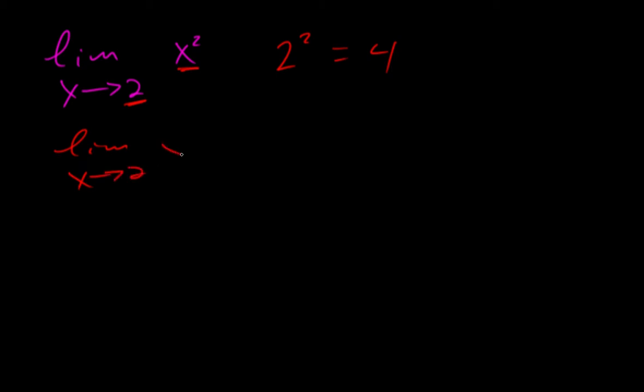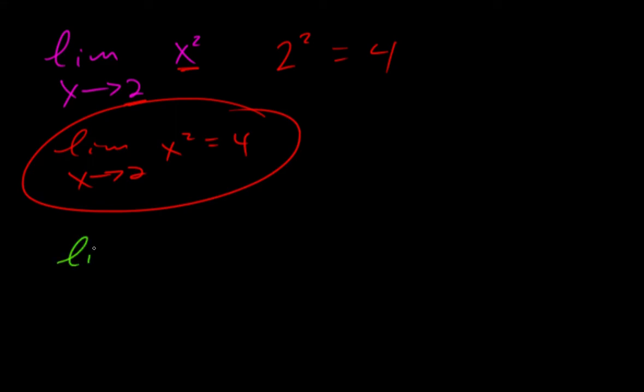So a limit is when we get really close to something. If we have the limit as x approaches 2 of x squared, the first thing we're going to try every time is just plug in this value for the x. So 2 squared is just equal to 4. So the limit as x approaches 2 of x squared is equal to 4.